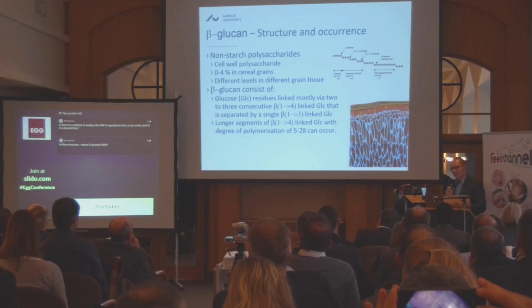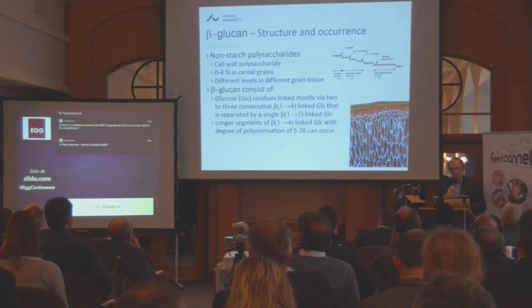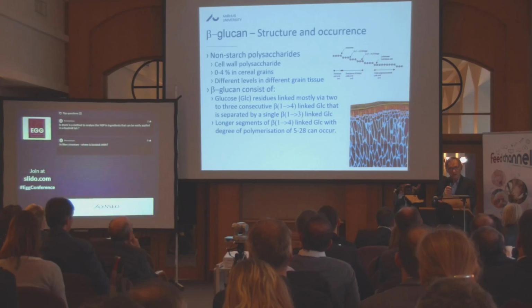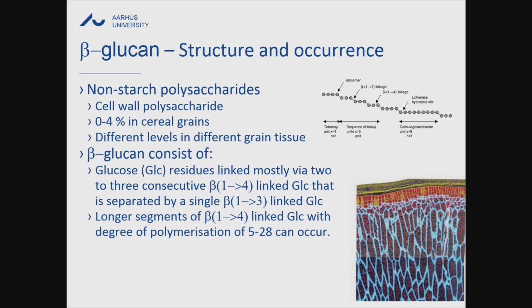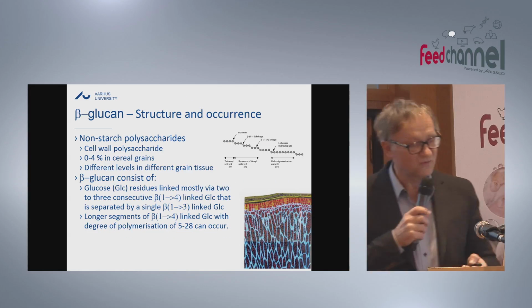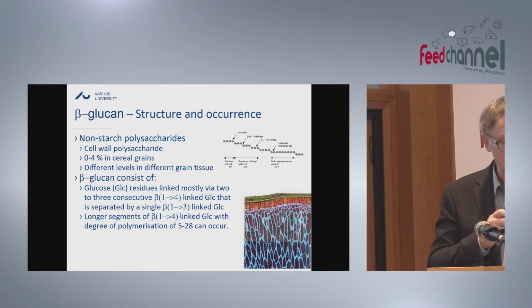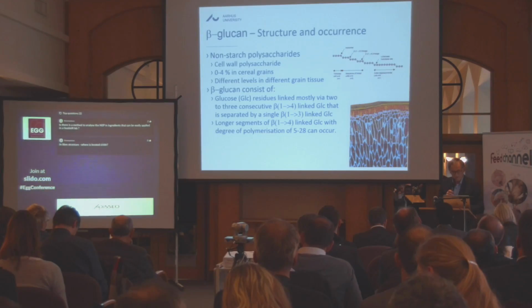This has changed the properties a lot. Cellulose is more or less completely insoluble, whereas a very significant part of the beta-glucans in cereals is soluble. The reason is actually that we have these beta 1,3 linkages, which completely change the properties of the polymer.